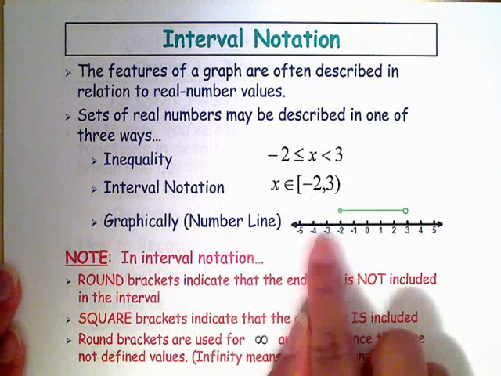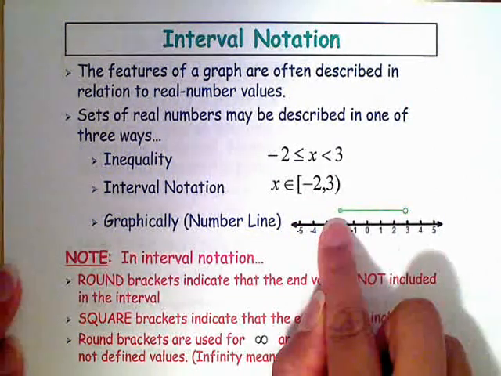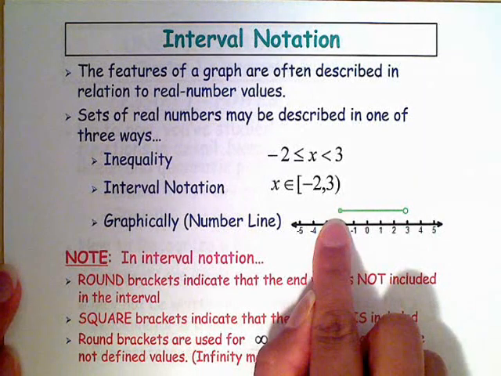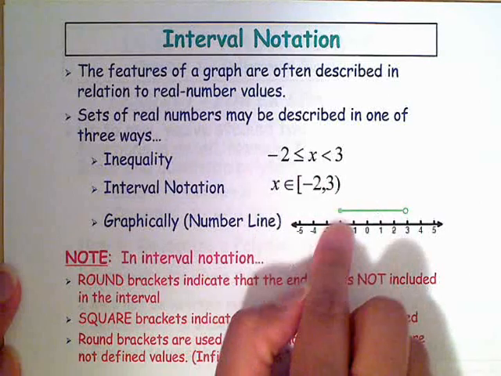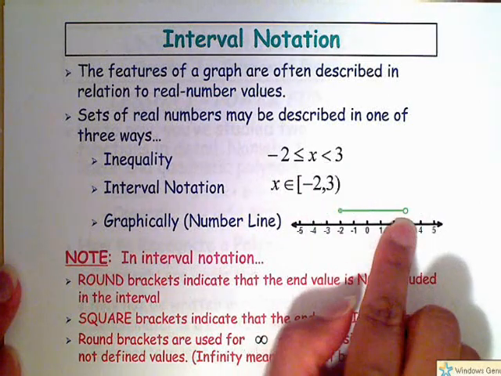Graphically, when you draw this on a number line, you start at -2 and you end at 3. And you'll notice that one side is shaded in and one side's an open circle. The reason why this one's shaded in is because -2 is included in your range of numbers, whereas 3 is not included in your range of numbers.